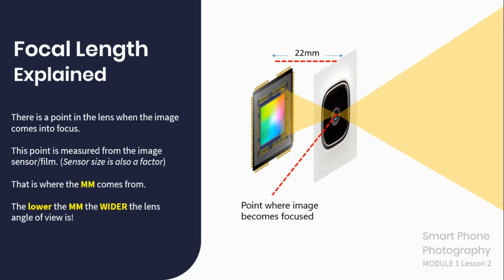So it's an equivalency. The main takeaway from this, because I know it's a bit more of a difficult thing to understand, is the lower the millimeter, the wider the lens and the angle of view is. So say, for example, a 10 millimeter lens is going to be much, much wider than a 100 millimeter lens. Okay, so the lower the millimeters, the wider the lens, the higher the millimeters, the more zoomed in the lens is going to be.